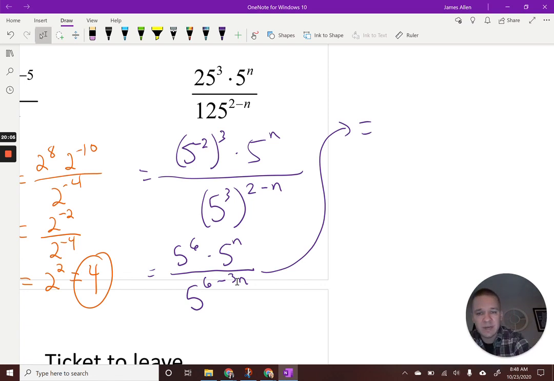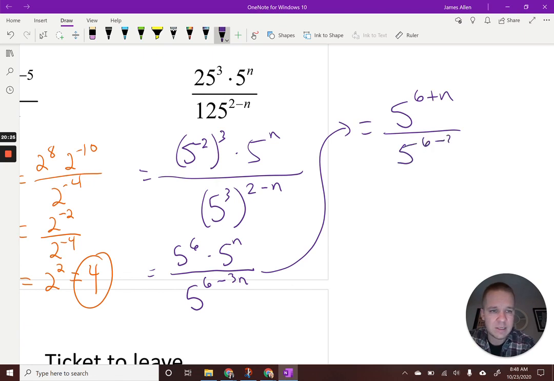All right. So now, like bases in the numerator: 6 plus n. Done. Who cares if we have a binomial in the exponent? We're following the rules. I don't make the rules. I'm just following the rules, right? I'm just a good math person. And then I have 5 to the 6 minus 3n. Oh boy, I have binomials in both exponents. I don't know what to do. Oh wait, let me go back to my basic rules here. When I'm dividing with like bases, what do I do with my exponents? I'm going to subtract. So let's subtract them.